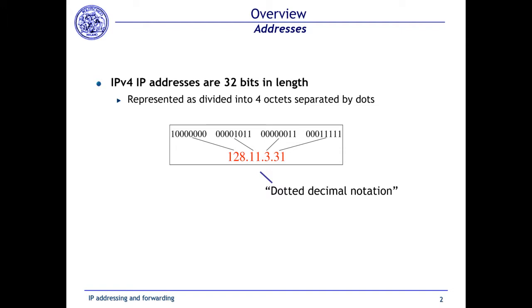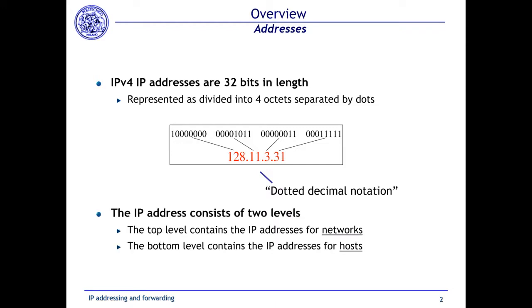Since you have these 32 bits, it means 4 octets or 4 bytes. The most common way to represent these addresses is by the dot decimal notation. That is, you use 4 decimal numbers, each one for each of the bytes, separated by a dot. The first bits on the left are the most significant bits, and the last on the right are the least significant bits. And the same for the bytes.